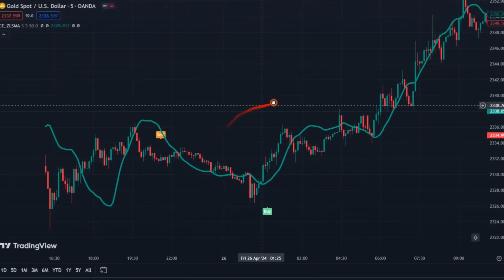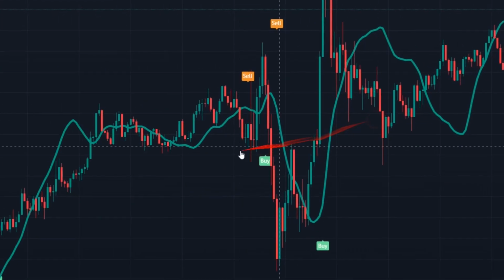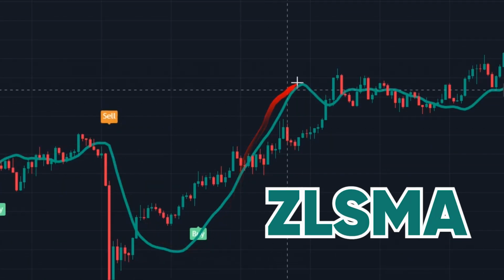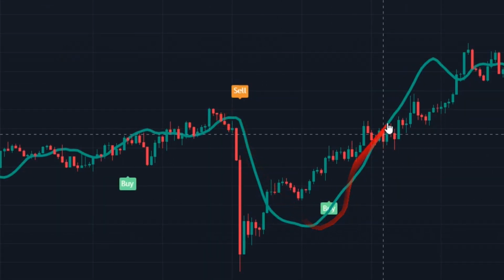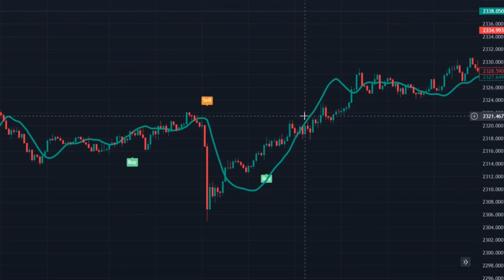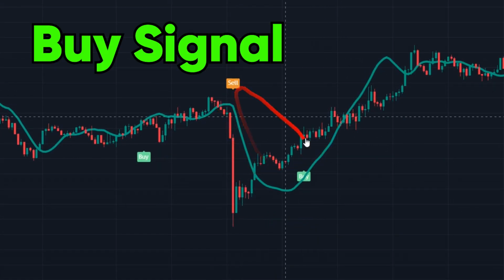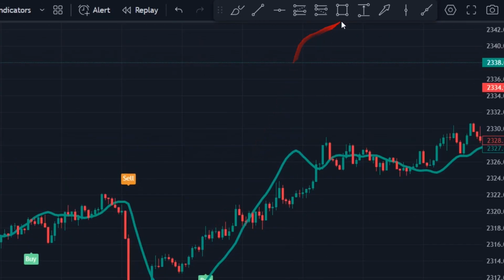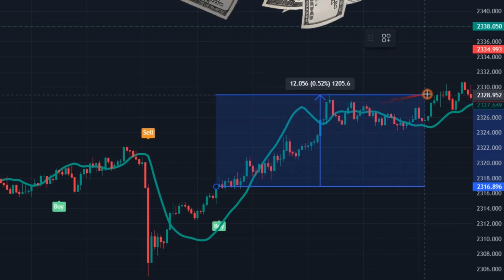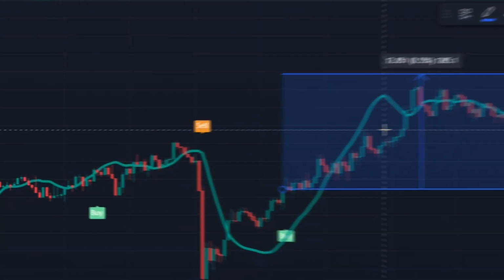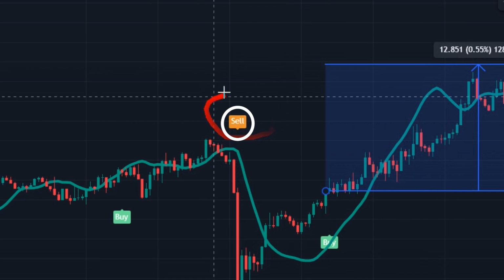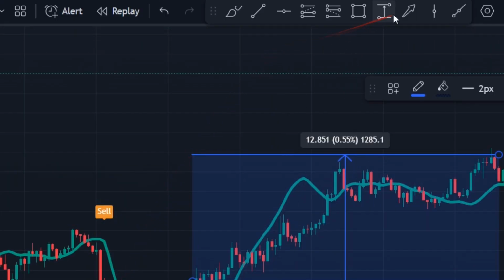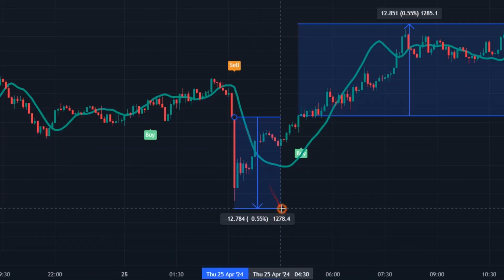After completing these steps, you need to understand how this indicator works. In this indicator, we have a green line called ZLS SMA, which is crucial for us. When this indicator generates a buy signal for us and the candles are above the ZLS SMA line, we can trust this signal and enter a buy order to make a good profit. Conversely, whenever this indicator gives us a sell signal and the candles are below the ZLS SMA line, we can trust this sell signal and enter a sell order.